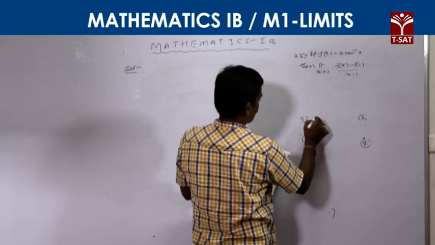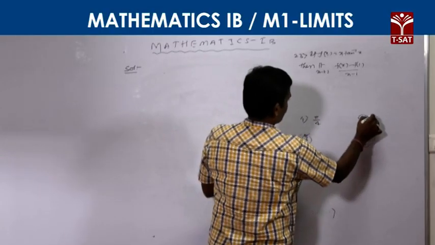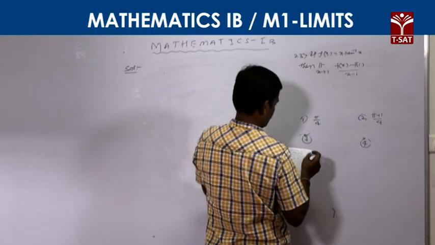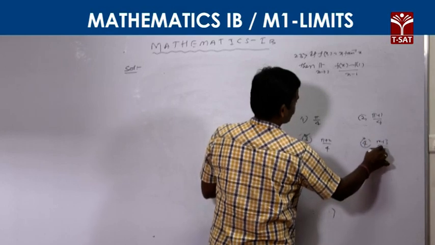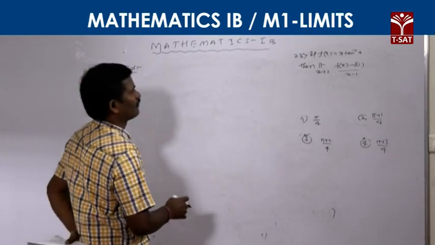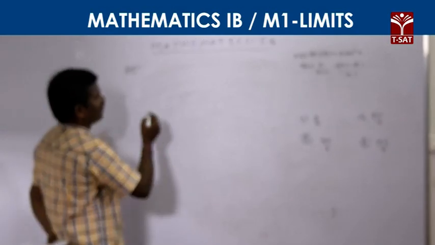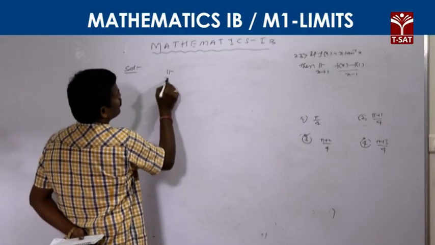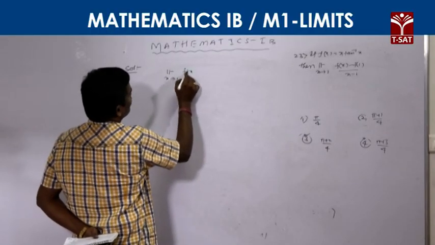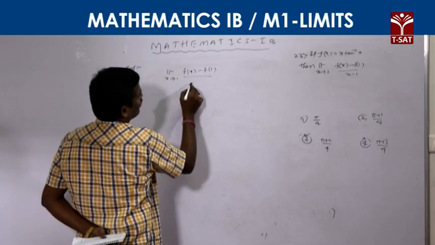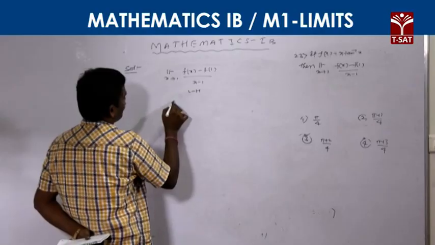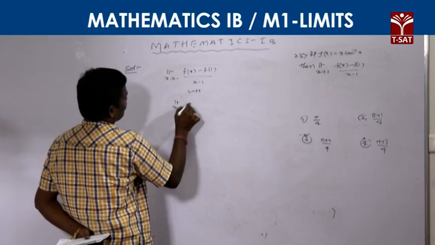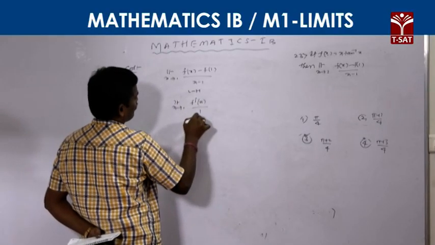Options are pi by 4, pi plus 1 by 4, pi plus 2 by 4, pi plus 3 by 4. This is also a previous model question only. So here, limit x tends to 1, (f of x minus f of 1) by (x minus 1). Here also L'Hospital's rule applies. So limit x tends to 1, you will get f dash of x.